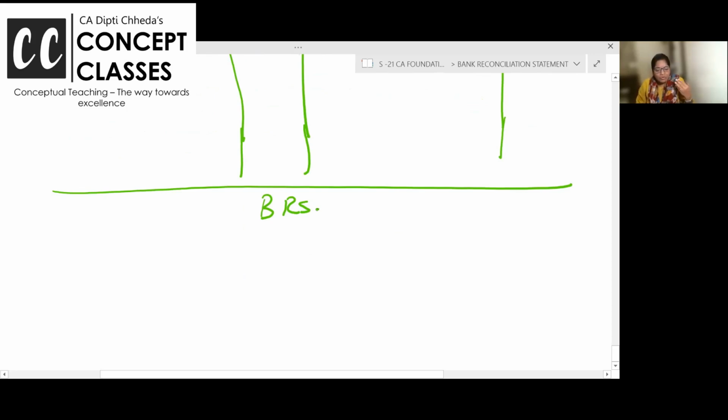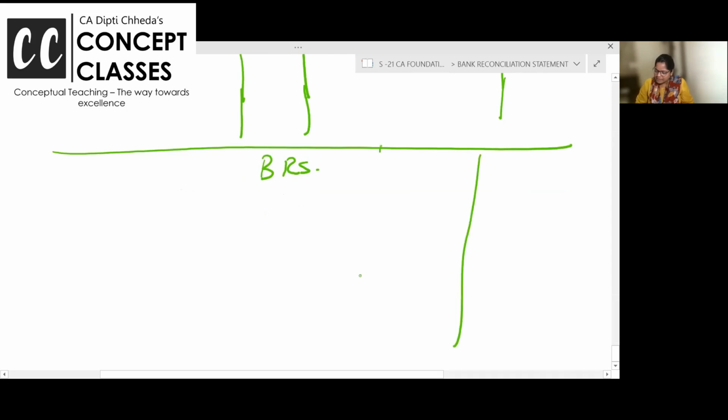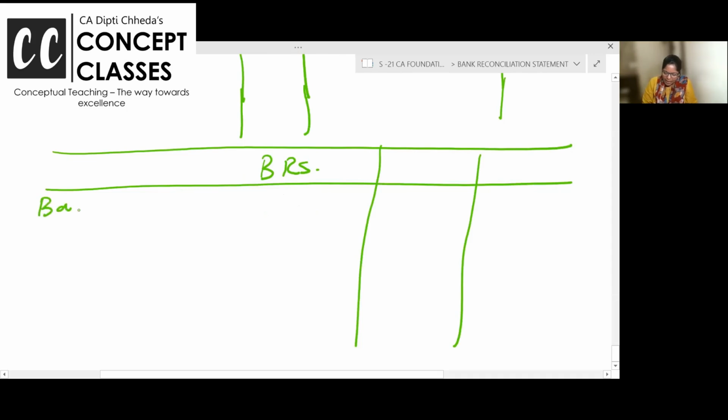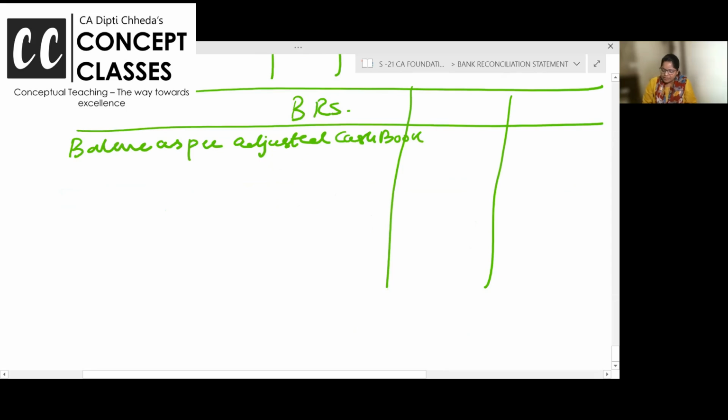You don't have time to read the problem double time. उतना time नहीं है exam में. So look at the adjustment. Okay, is it a timing difference? Take in BRS. So like this we will do today simultaneously. चलो दोनों साथ में करेंगे. BRS भी बना दो. Balance as per adjusted cash book, which I don't have ready now, but I have the list ready.